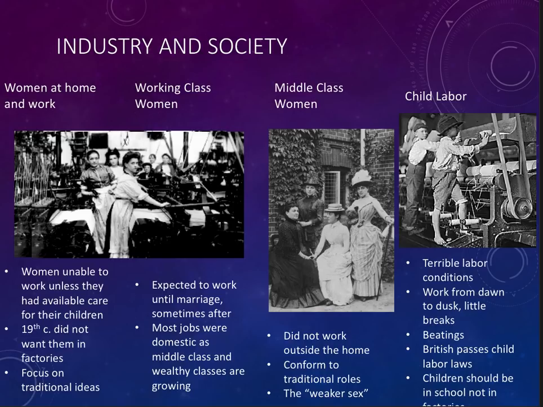With women at home and at work, women were unable to work unless they had available care for their children. So unless you had somebody to take care of your child, you're pretty much not necessarily going to work. The 19th century did not want them in the factories, and most of the time women were not wanted to work in the factories by the factory owners. But if you were really poor, then you had to find a way to support the income that your husband was bringing in. If you were well off, like middle class or upper middle class or wealthy, you didn't work at all. You just stayed home and took care of the kids.